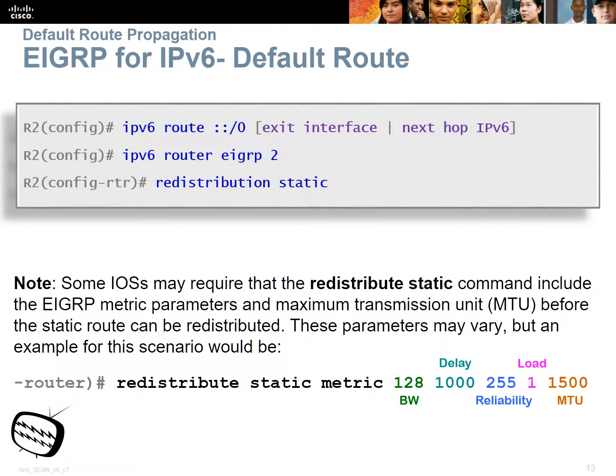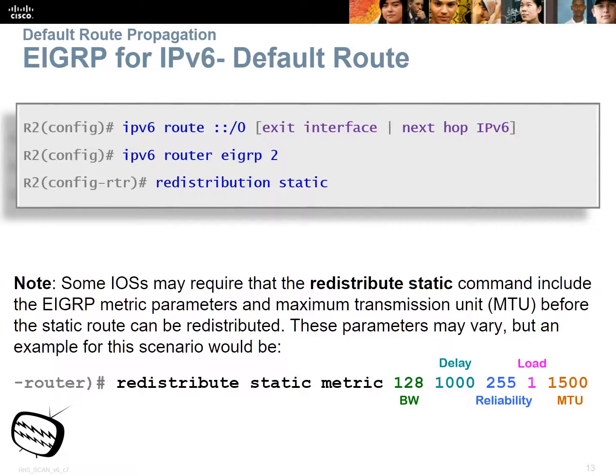IPv6, once again, is exactly the same as IPv4, just the syntax is different. So for an IPv6 default route, it's ipv6 route, all zeros, /0. And remember, all zeros can be compressed into just a double colon. So that's it. That's the default route. IP route ::/0, and then redistribute static.